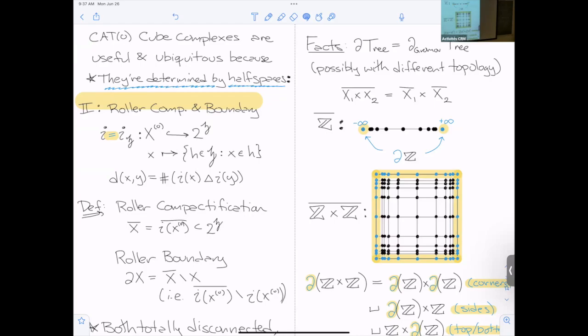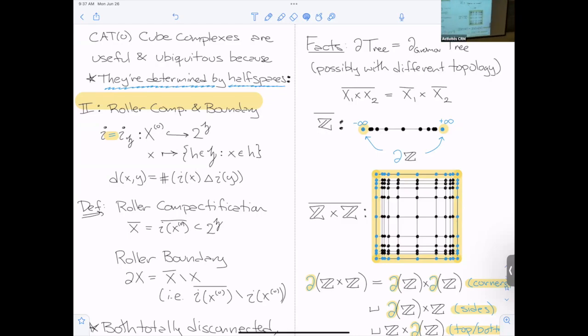So part two, the Roller compactification and its boundary. Since the half-spaces separate points, we get an injection, a one-to-one map from the zero skeleton to this power set, 2 to the H, thought of as the power set, with elements being sets, okay? So I have a map that takes x to the half-spaces that contain it, and this is a one-to-one map.